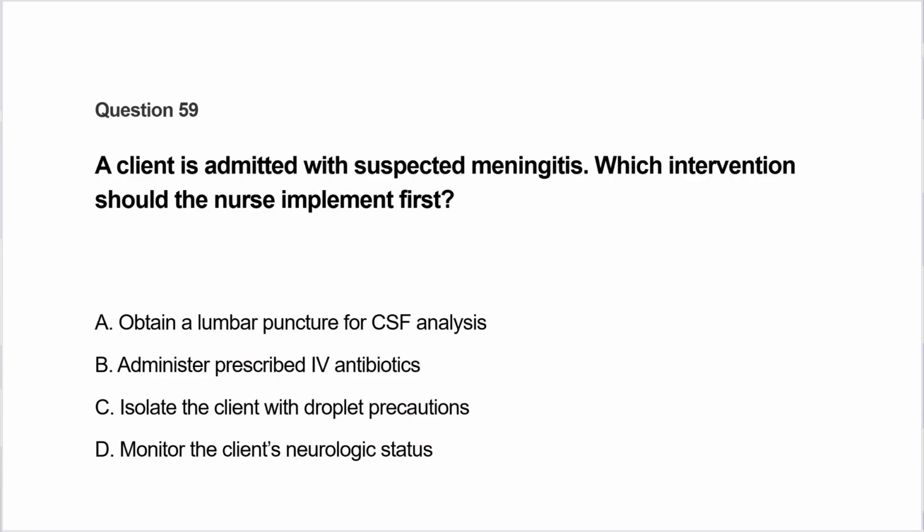59. A client is admitted with suspected meningitis. Which intervention should the nurse implement first? A. Obtain a lumbar puncture for CSF analysis. B. Administer prescribed IV antibiotics. C. Isolate the client with droplet precautions. D. Monitor the client's neurologic status.